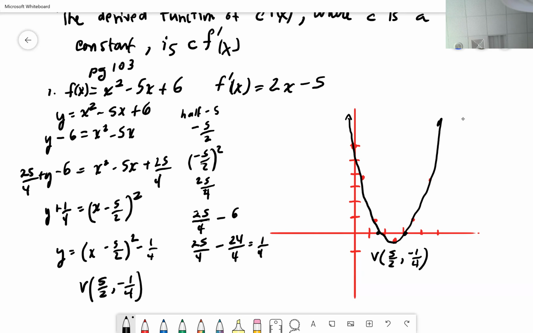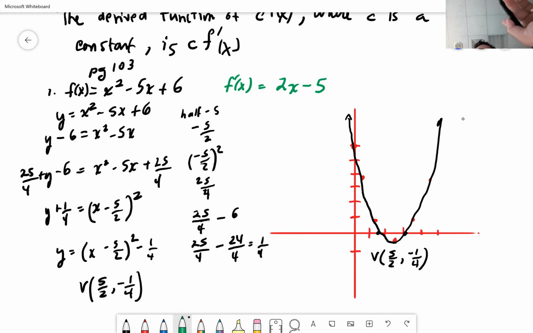So now we're going to take a look at the derivative. Here's the derivative. I'm going to do it in green so that we're not getting it mixed up with the other stuff. So f prime of x equals 2x minus 5.